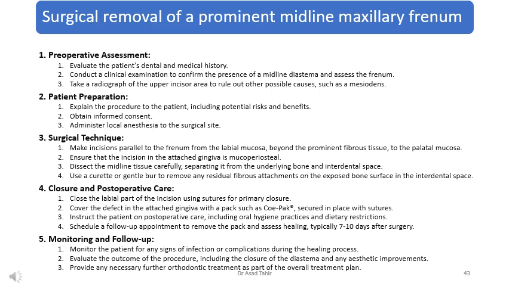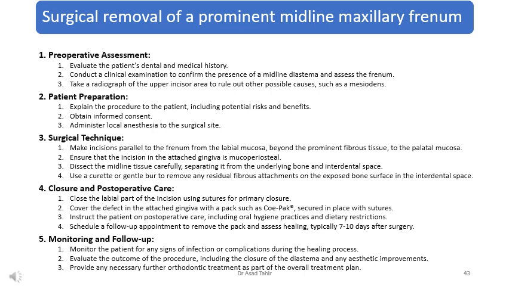Surgical technique. Make incisions parallel to the frenum from the labial mucosa, beyond the prominent fibrous tissue, to the palatal mucosa. Ensure that the incision in the attached gingiva is mucoperiosteal. Dissect the midline tissue carefully, separating it from the underlying bone and interdental space. Use a curette or Gilmore to remove any residual fibrous attachments on the exposed bone surface in the interdental space.